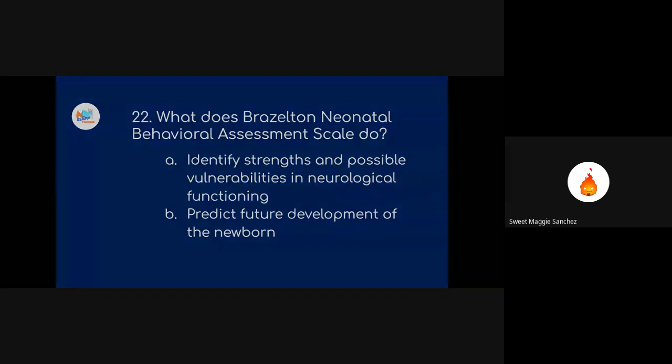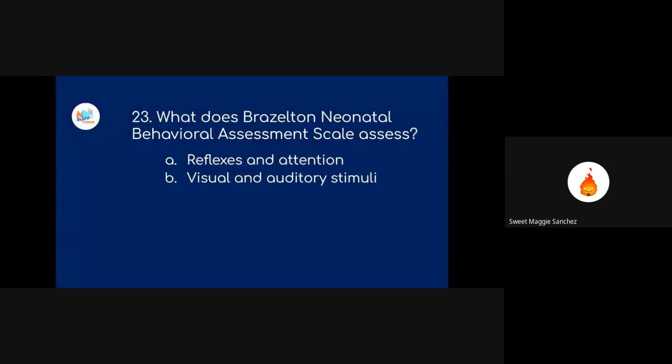Okay, timer stops. Question 23. What does Brazelton neonatal behavioral assessment scale assess? Is it A, reflexes and attention? Or is it B, visual and auditory stimuli?